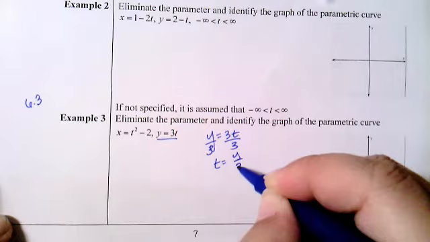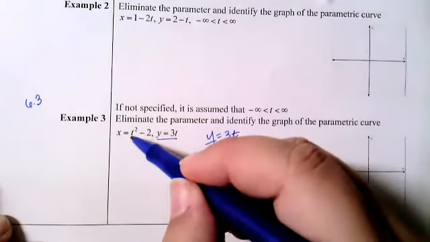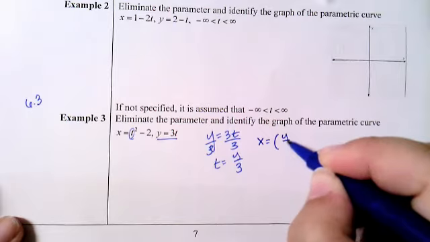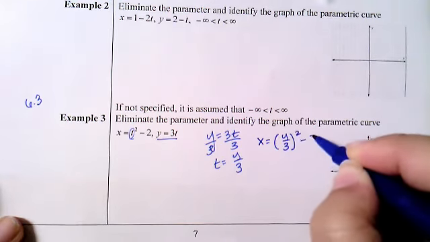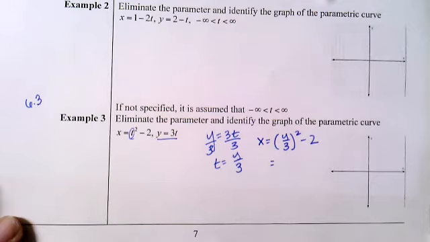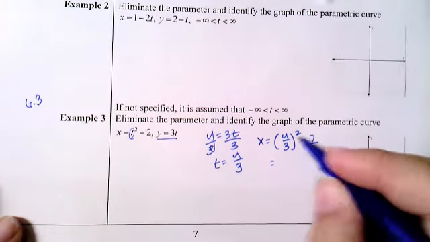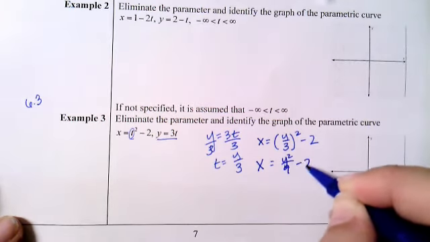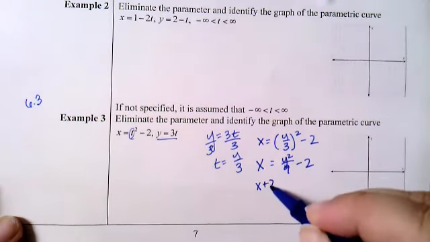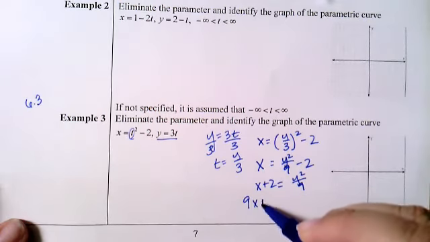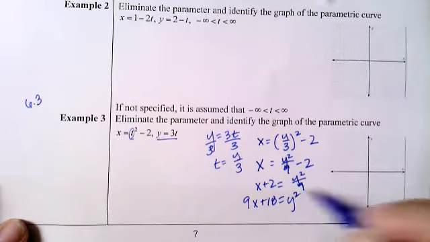T equals y over 3. Then we substitute that into our other equation, x equals (y over 3) squared minus 2. We can leave it like that. That's sufficient. But if you don't know what that looks like, it might help to solve for y. So x equals y squared over 9 minus 2. X plus 2 equals y squared over 9. 9x plus 18 equals y squared.